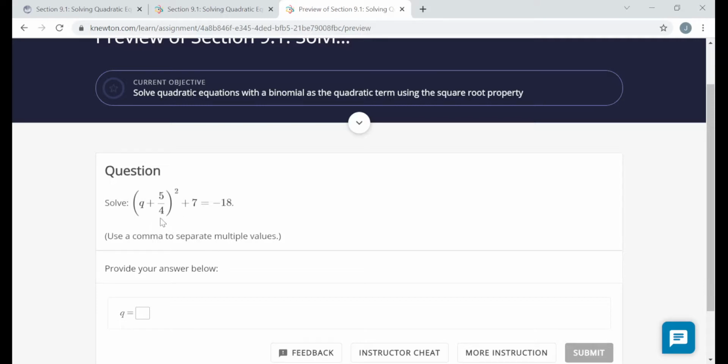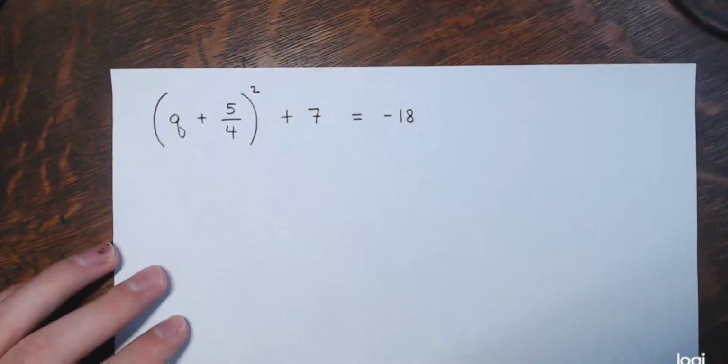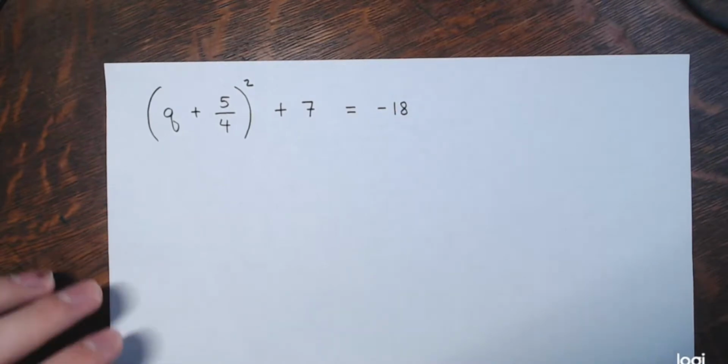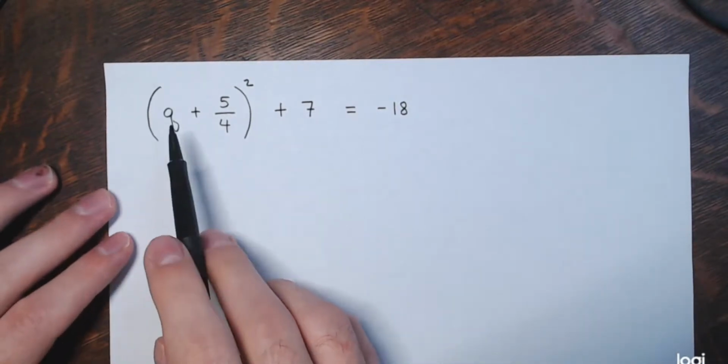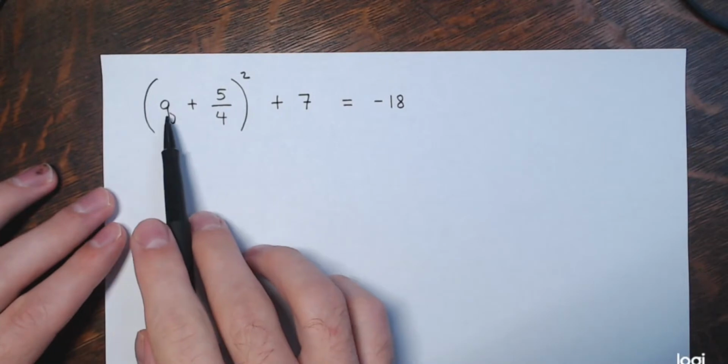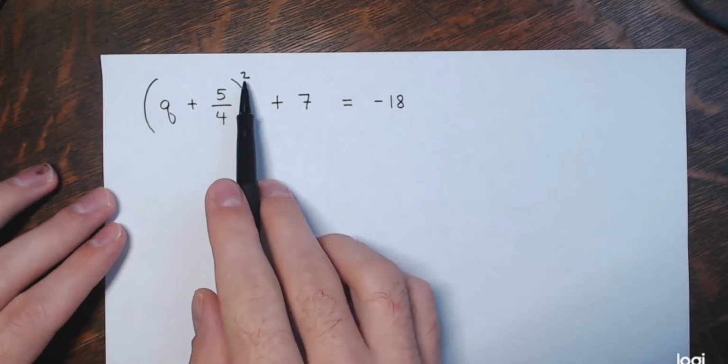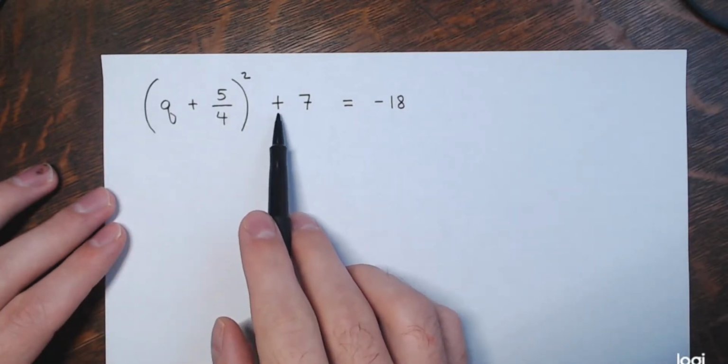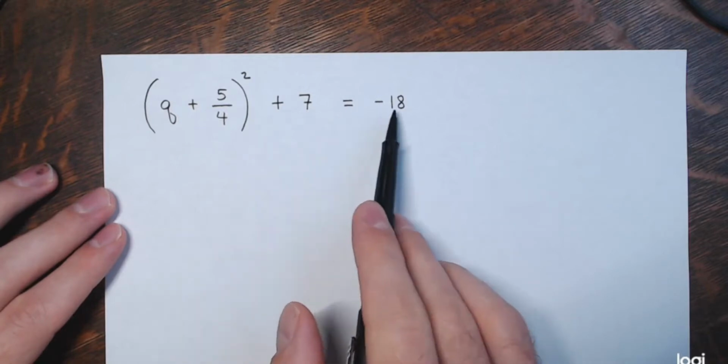Now this is really no different than the first problem I did. The only thing that's going to change is there's going to be one more step at the end to get the variable alone, and you'll see that when I write it out and work on it. All right, so we're solving this for q. And we have this quantity, q plus 5/4 squared. Then outside the square, we have plus 7 equals negative 18.